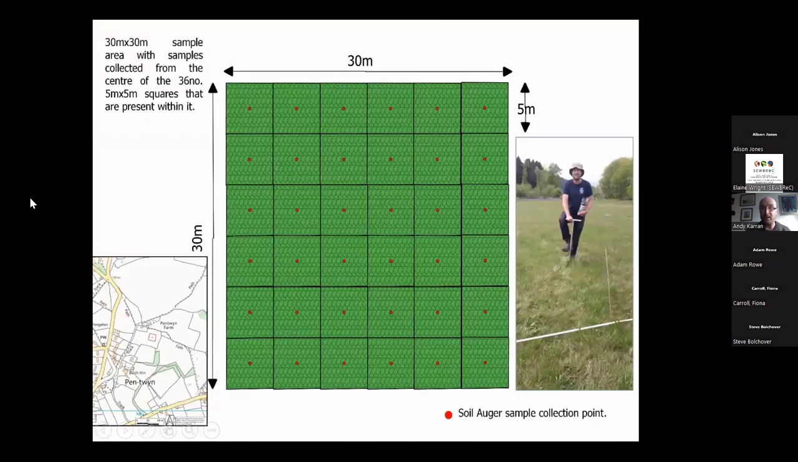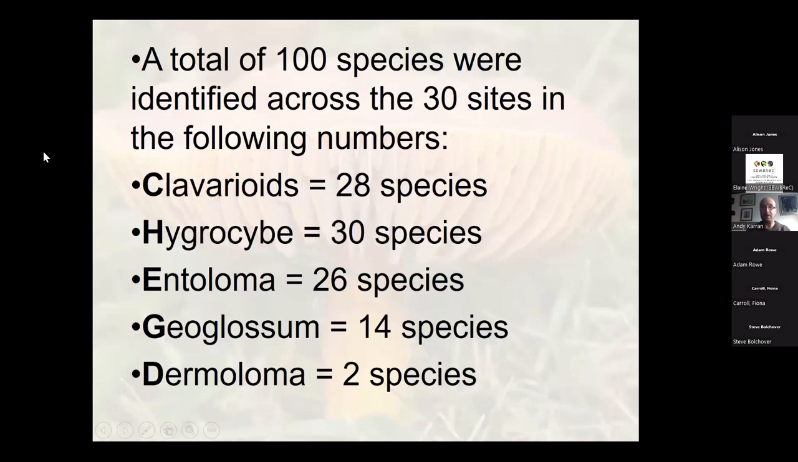So we went out, and you might have a whole field, but you can only cover a 30 by 30 meter area. So we picked the most suitable part of the field, and we took a core sample from the middle of the 36 5 by 5 squares that you get within the 30 by 30, and collected the soil, put it in a bag, and sent it off to Aberystwyth University. And then we got our results back.